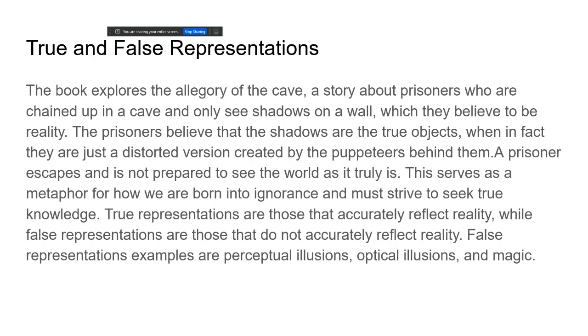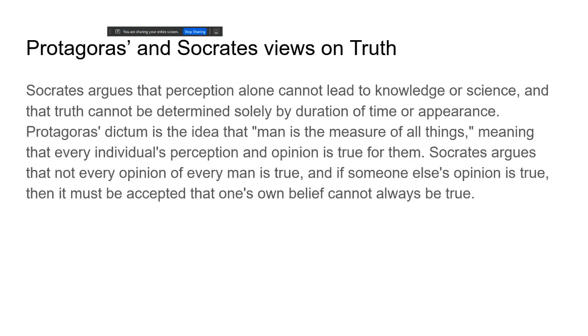He returns to the cave, and it's all a metaphor about how we're born into ignorance and must strive to seek true knowledge, and actively participate in it. True representations are those that accurately reflect reality, such as when the prisoner escaped the cave. False representations are those that do not accurately reflect reality, such as the shadows. More examples of false representations would be perceptual illusions, optical illusions, and magic, which we will go into later in this presentation.